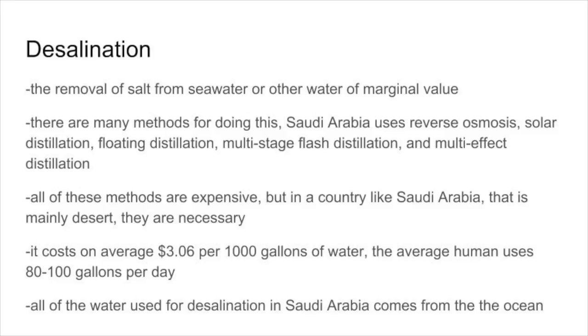All of these methods are very expensive, but in a country like Saudi Arabia that is mainly desert, they are completely necessary to supply the budding population with enough water. It costs on average $3.06 per 1,000 gallons of water. The average human uses 80 to 100 gallons of water per day. All of the water used for desalination in Saudi Arabia comes from the ocean.